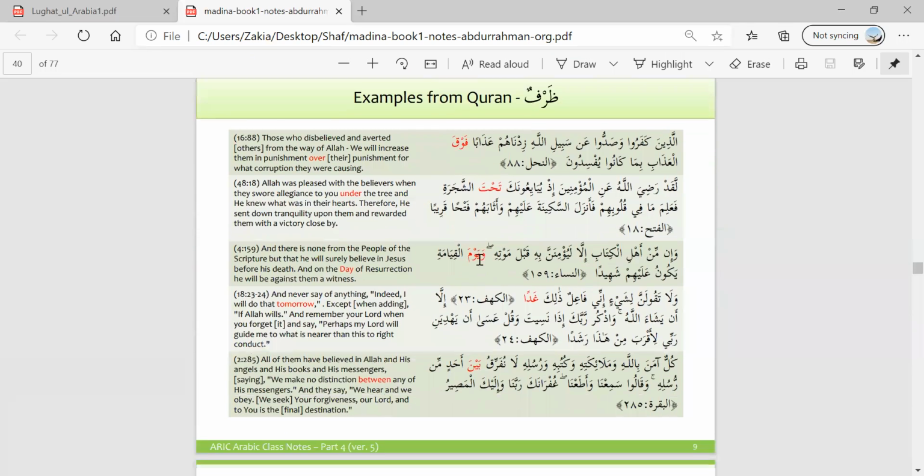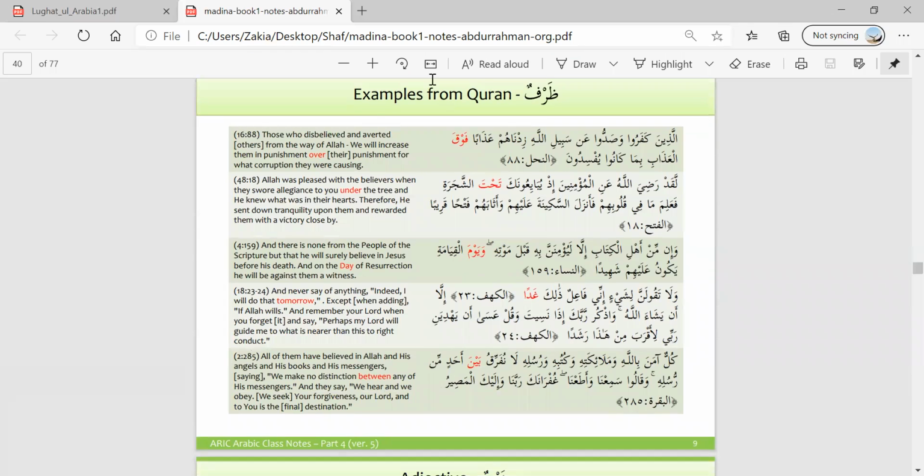There are some examples in the Quran that we can see. Here you have highlighted fawq, which means above. Taht means below, under the tree. And this one, fawq adhabi, so adhab means a punishment, yawm al-qiyamah, the day of resurrection.